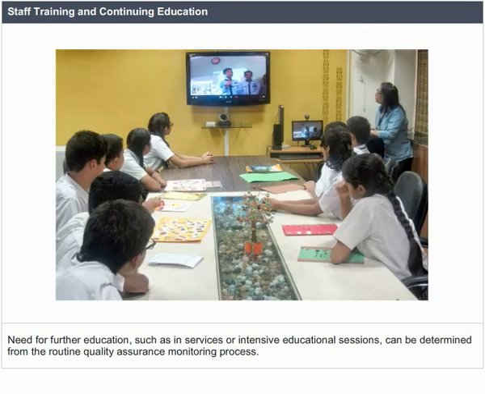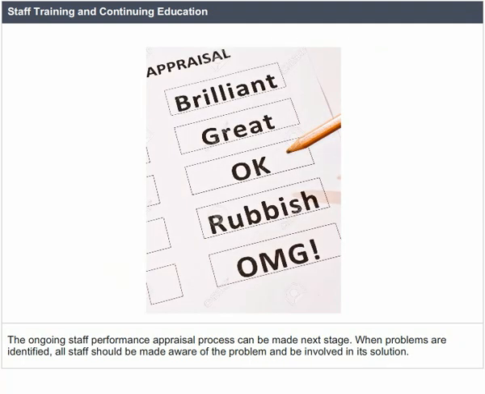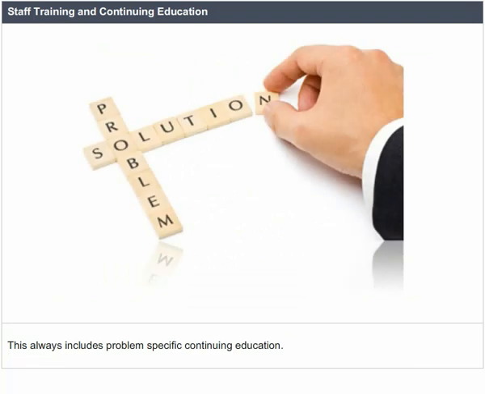Need for further education, such as in-service or intensive educational sessions, can be determined from the routine quality assurance monitoring process. The ongoing staff performance appraisal process can be the next stage. When problems are identified, all staff should be made aware of the problem and be involved in its solution. This always includes problem-specific continuing education.